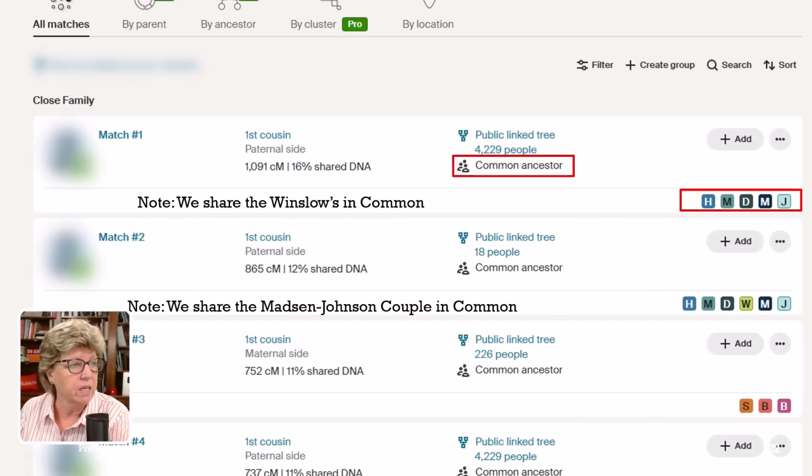So now if we go back over to the DNA match list for a minute, you can see we have common ancestors. We have the same groups over here. All of this is the same. You can see where I've put notes in. I just did this for the sake of this presentation, but you get the idea.